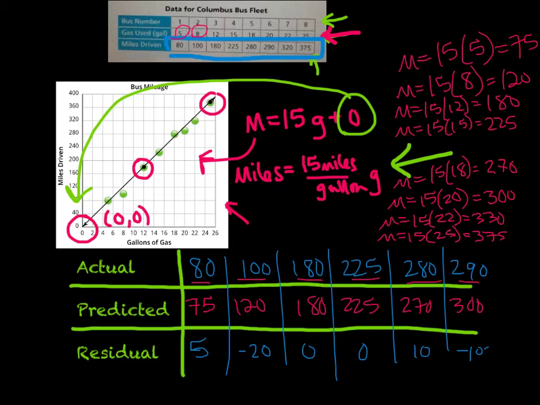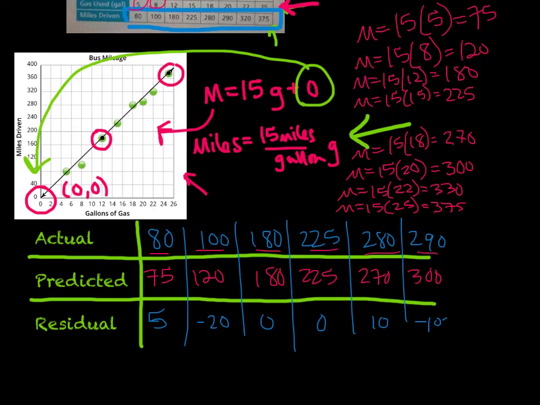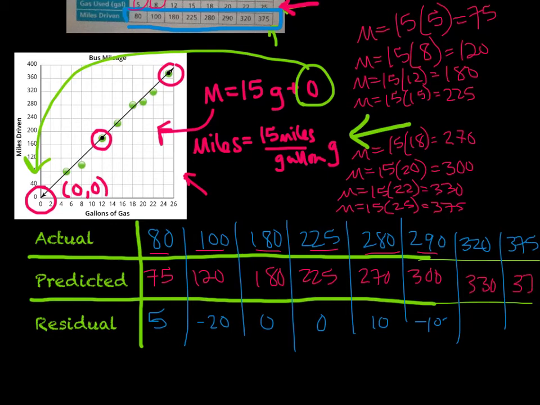So let's also finish this table off because I finished creating the rest of the math. So here we go. We have also 320 that we need to pay attention to and 375. So let's fill that in. So for 320 minus 330, we have again a negative 10. And 375 minus 375 is 0. So in all reality, our residual is not looking that bad.